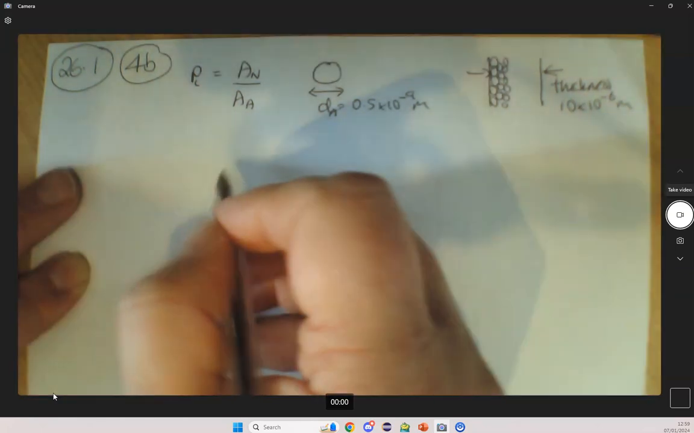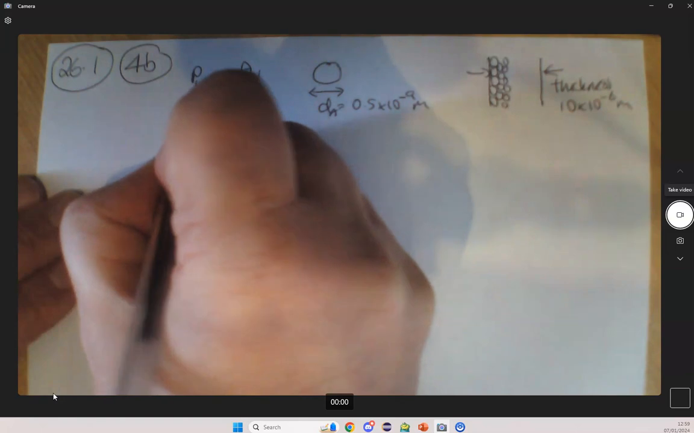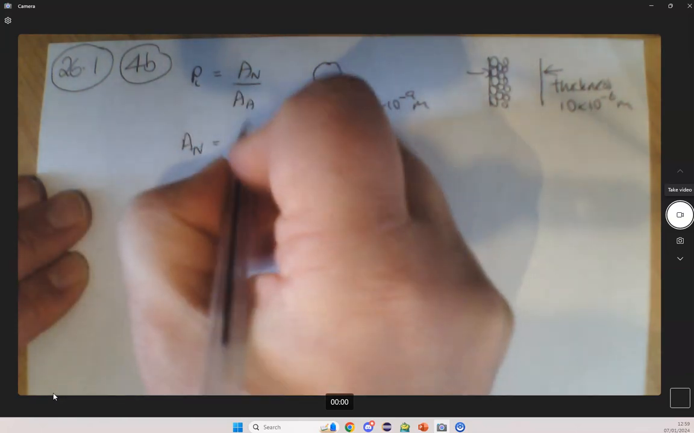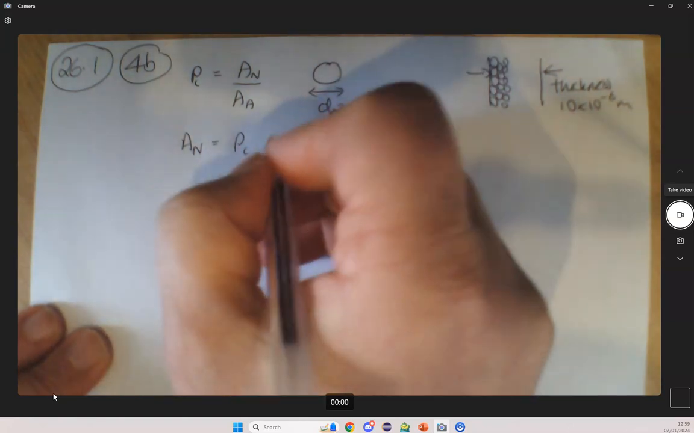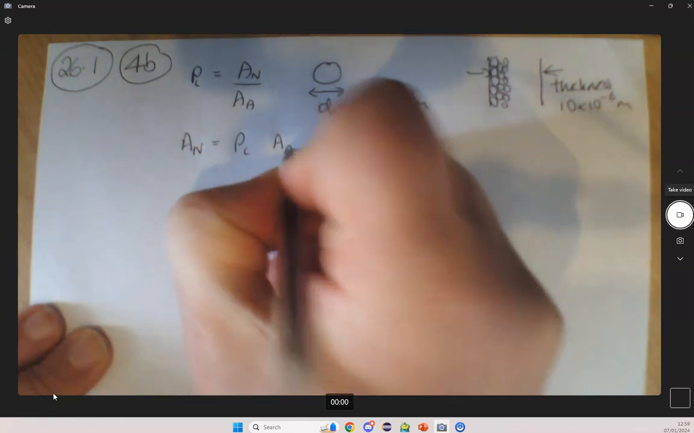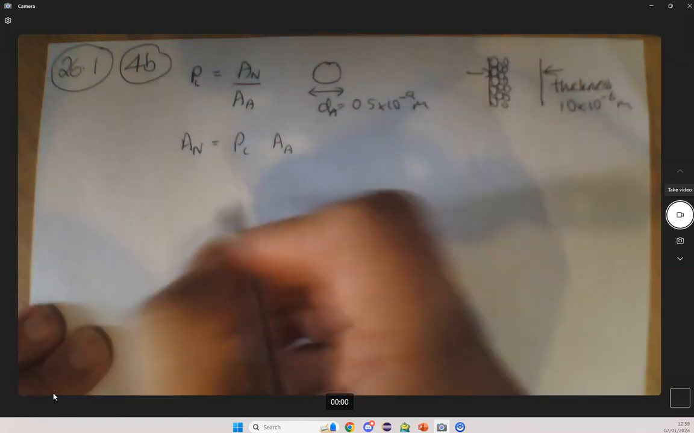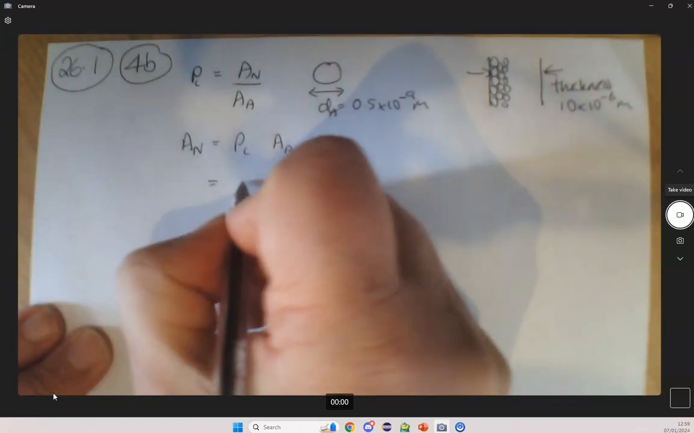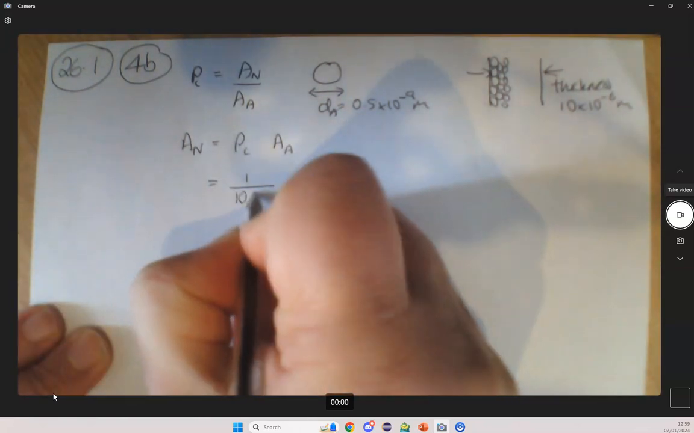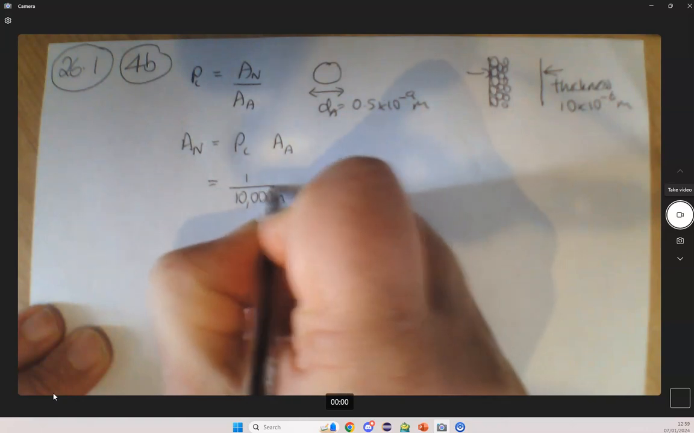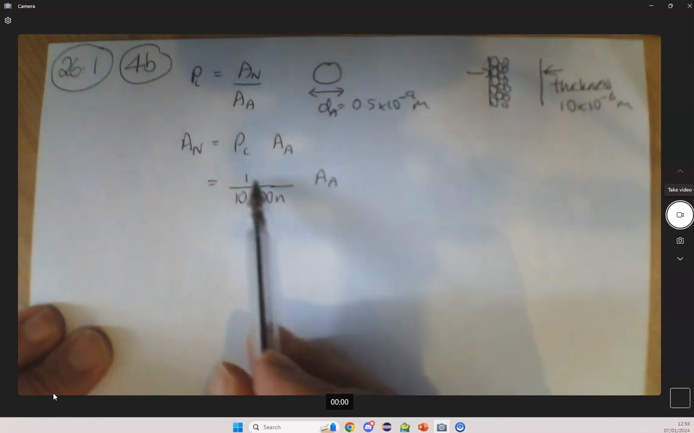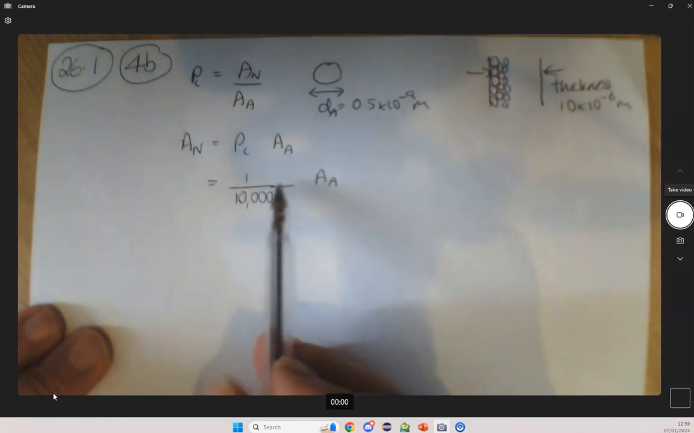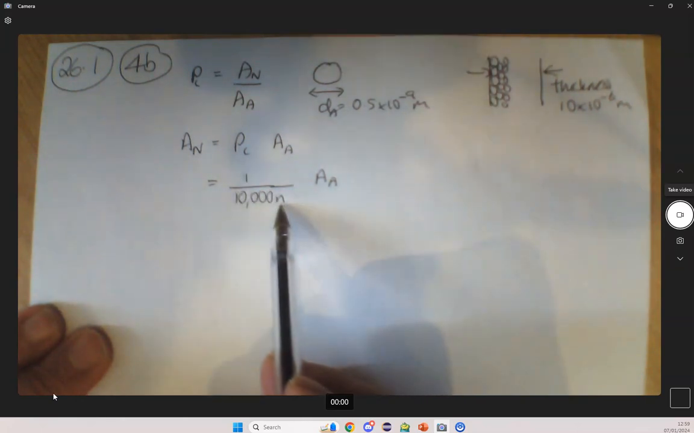So if we rearrange this, the area of the nucleus is equal to the probability of being deflected off one layer times the area of the atom. From the previous question, the probability of being deflected off one layer of atoms is 1 upon 10,000 n, times A.